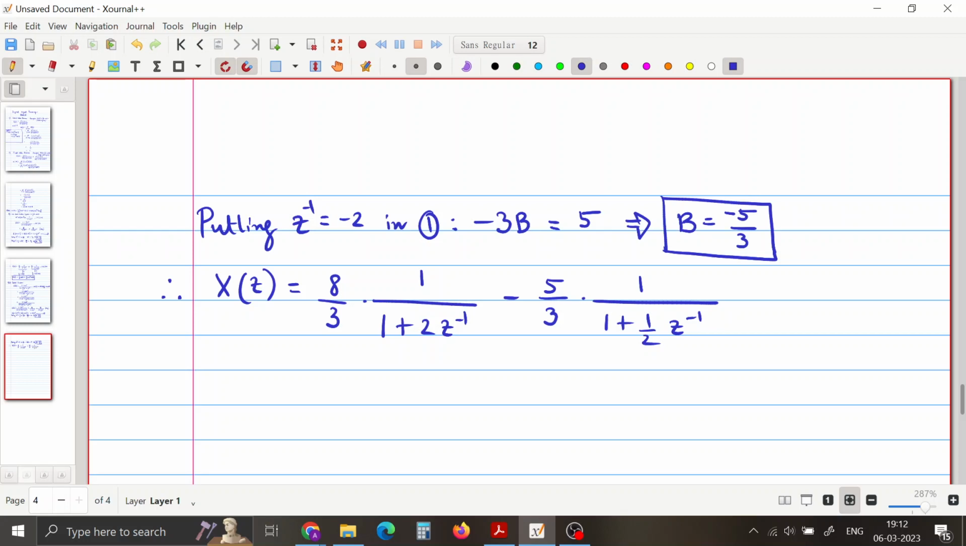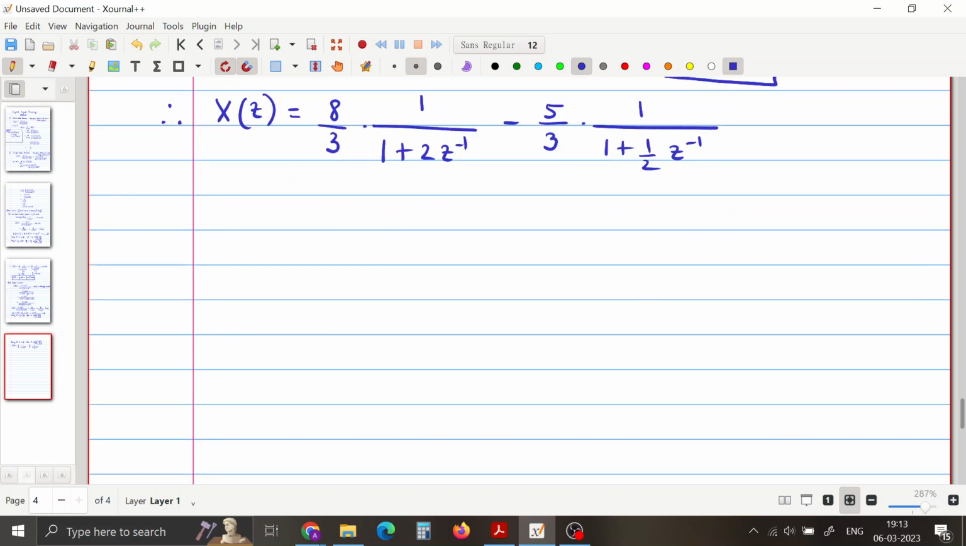Okay, so now to find x of n, we need to find x of n. That's okay, but for that we need to also have the knowledge of what? The ROC. So this Z transform is of the form 1 by 1 minus A inverse, which is a known form, well and good, but it can lead us to different time domain sequences depending on the ROC. So that is why we need the knowledge of ROC.